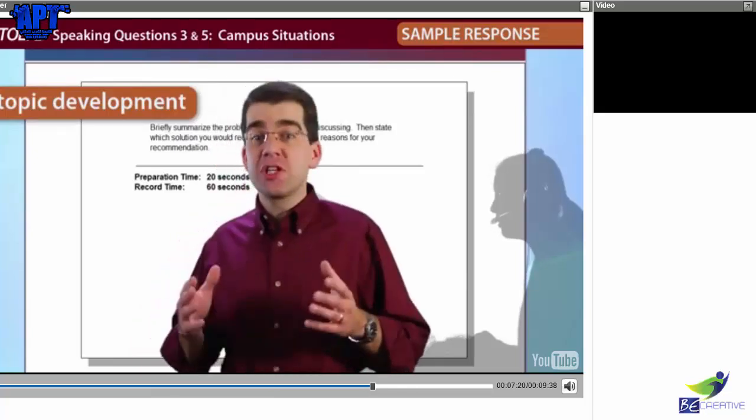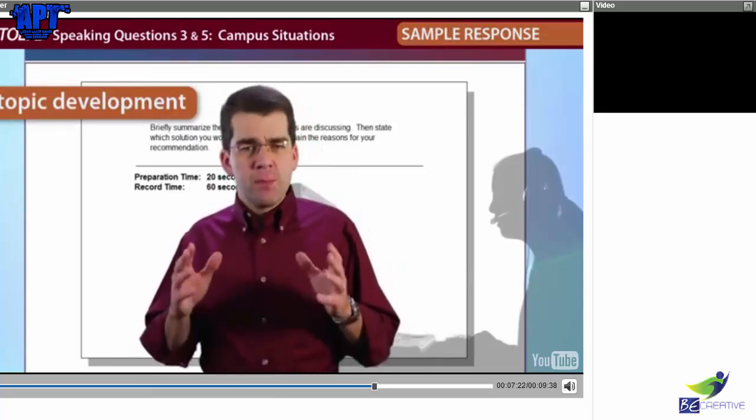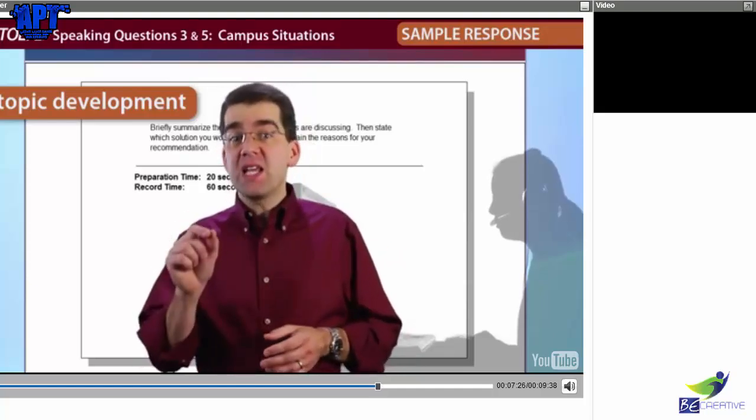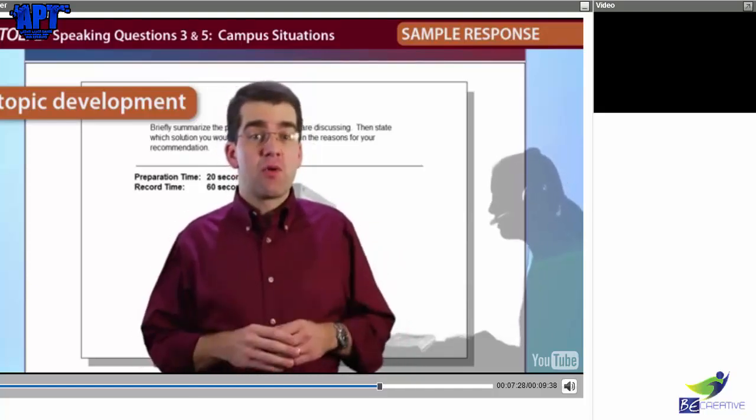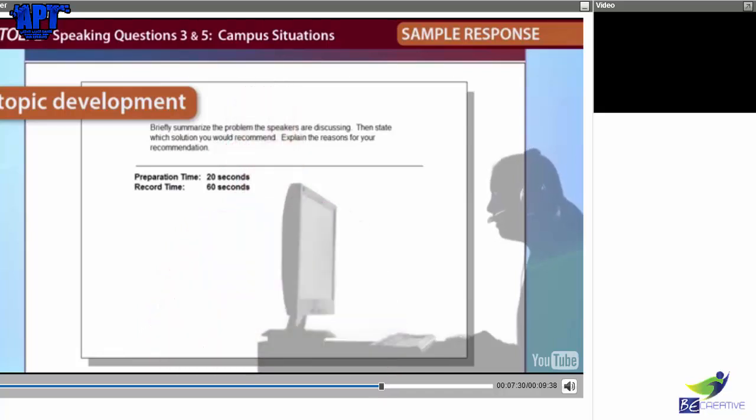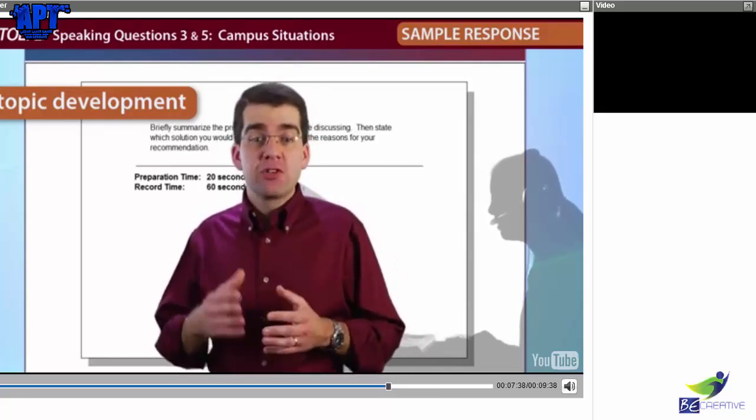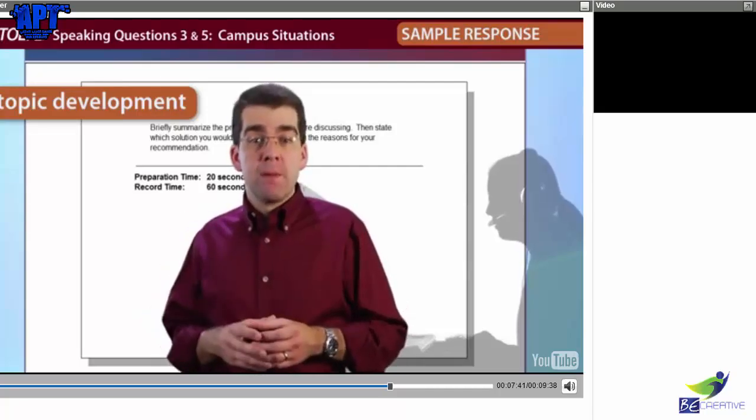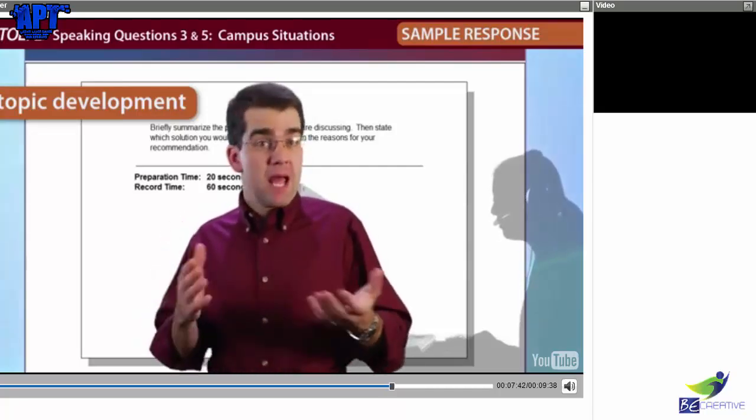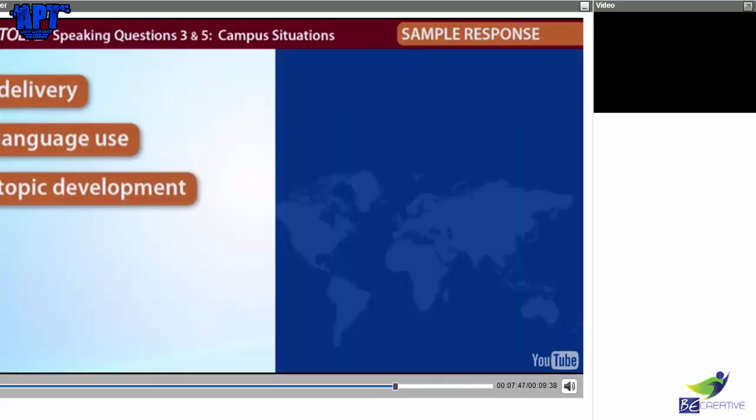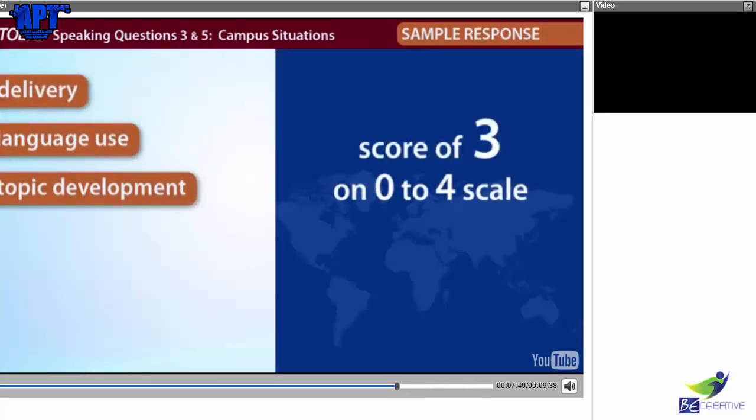Topic development is actually quite good in this response. She communicates the important information in a clear and coherent way by stating the man's problem and efficiently summarizing the 2 proposed solutions. And she explains the reasons for her preference in terms of the advantages of study groups. Basically, that they are both free and helpful. So overall, this meets all the criteria for a score of 3 out of 4.